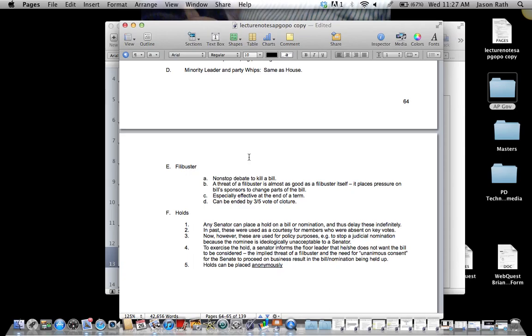Now, so what is cloture? You've got to tell me that. I kind of told you there. So what's a 3/5 vote of cloture in the Senate?